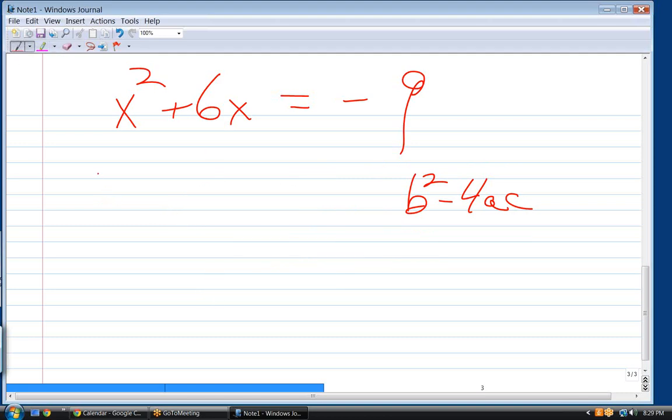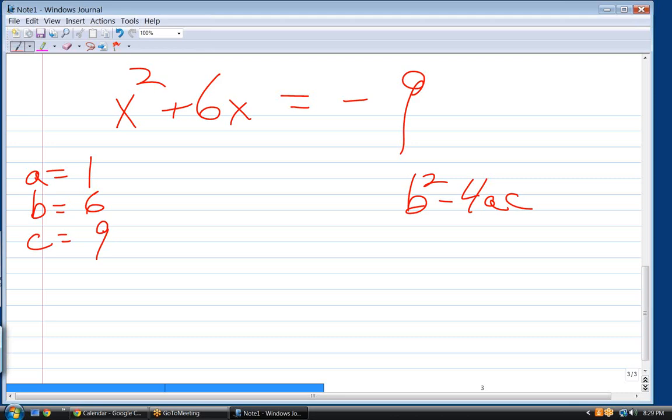Well, what's a, b, and c? a is the coefficient of x squared. 1. What's b? It's the coefficient of x. And c is the number if it were in standard form. So if we just add 9 to their side, then c is plus 9.